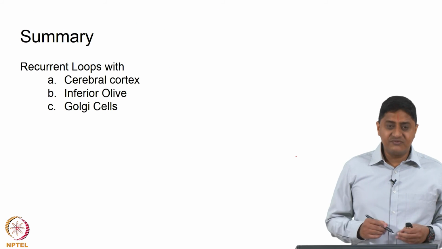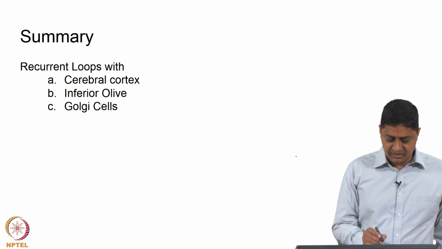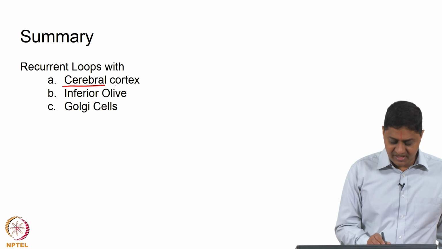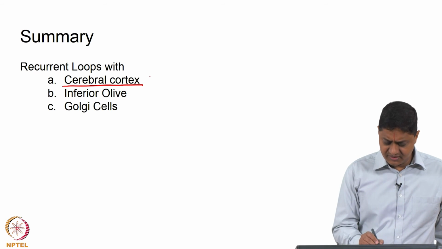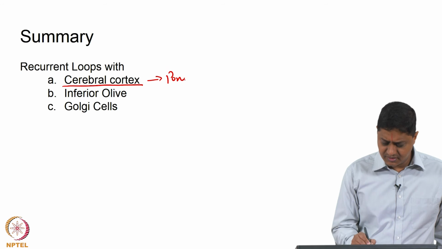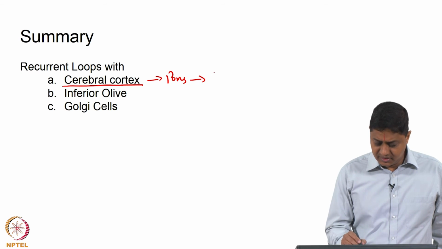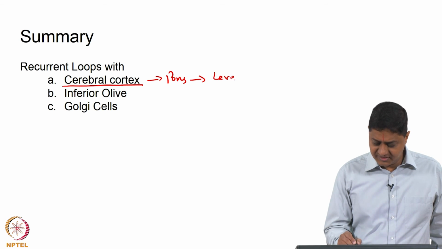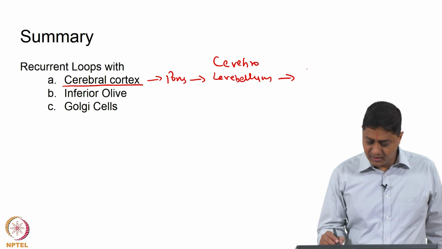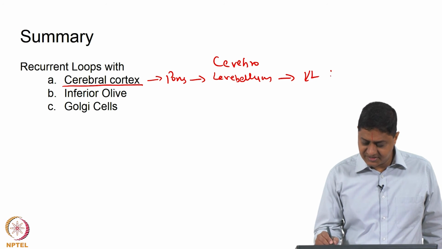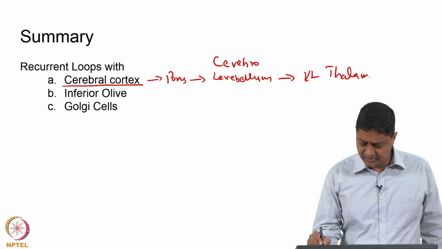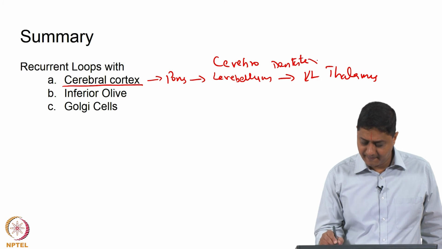This is an interesting hypothesis, continues to be discussed in the literature. So, in this class we have seen recurrent loops that the cerebellum has with cerebral cortex. This is via pons, the cerebellum as in the lateral cerebellum or the cerebrocerebellum, and VL thalamus via the deep nucleus or via the dentate nucleus. Okay.